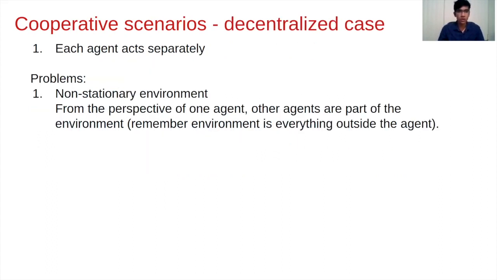The other option in cooperative scenarios is the decentralized case. In this, each agent acts separately, but here comes a different problem. The environment becomes non-stationary. Remember I said that from the perspective of one agent, everything outside it is the environment. So for agent 1, agents 2 to n are a part of the environment. And since everyone is learning, the environment is changing. How agents 2, 3 and 4 behave will change over time, and so the environment from the perspective of agent 1 is changing, and this makes training unstable. So that's the problem with the decentralized case.